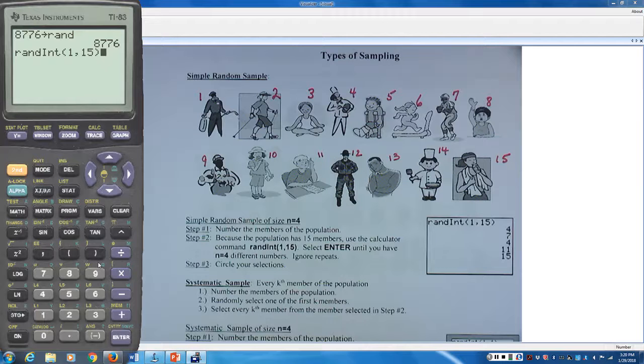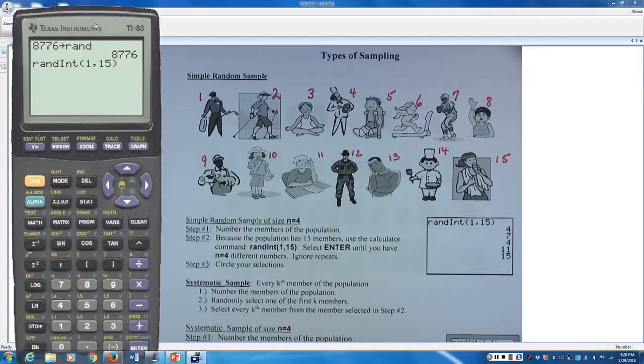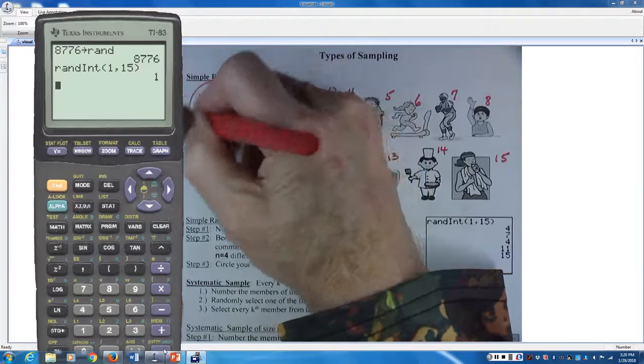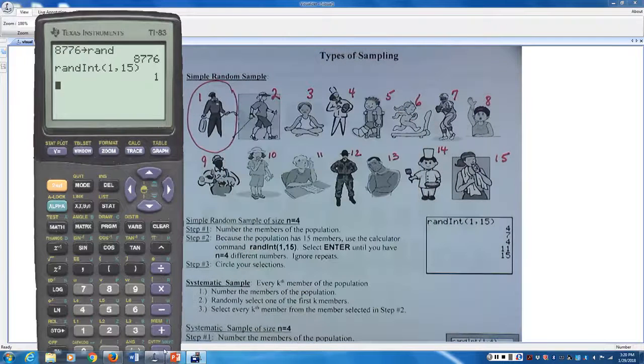And once I've done that, I hit enter, and it says, okay, choose person number 1. So I'll circle person number 1. Did anybody else in here, when you did what I did, get person number 1? Okay, so everybody else didn't get person number 1, but I did. Okay, circle whichever one that it told you to circle.